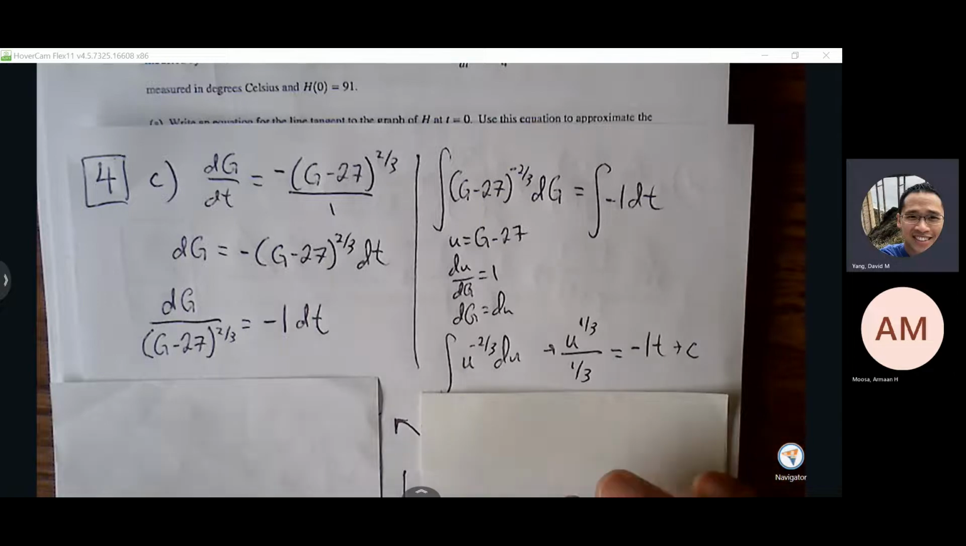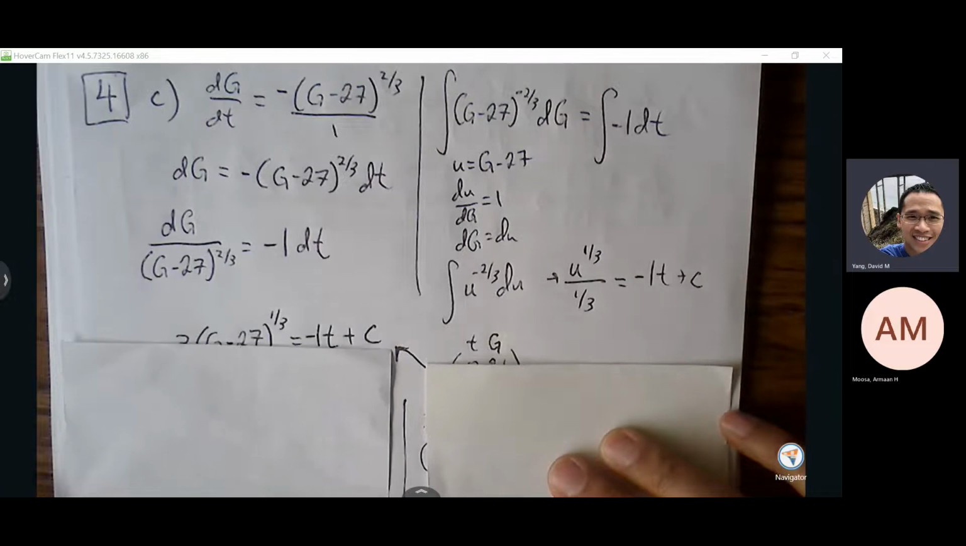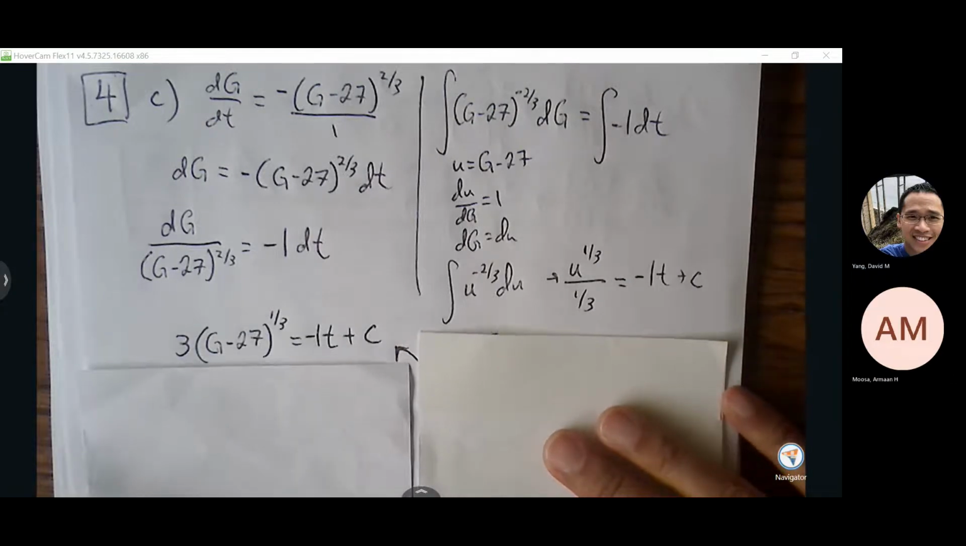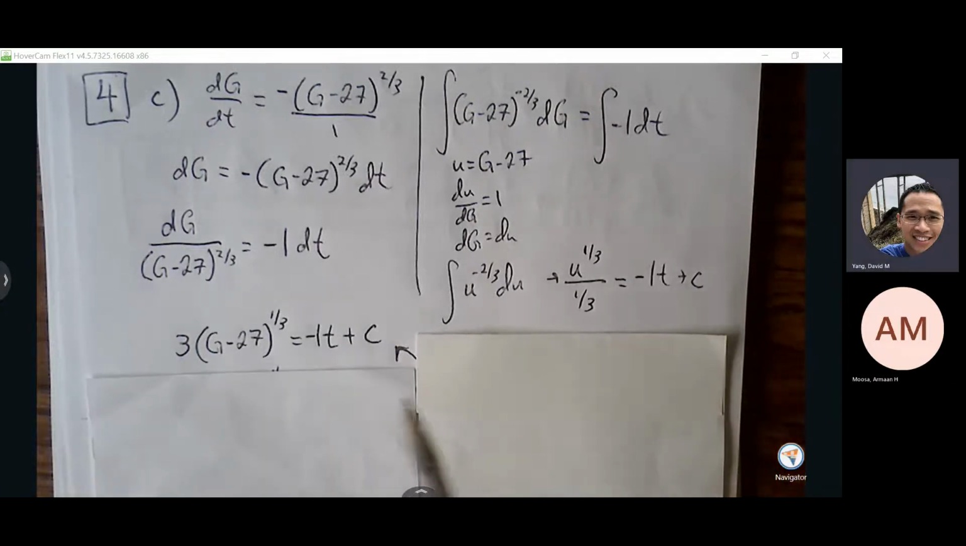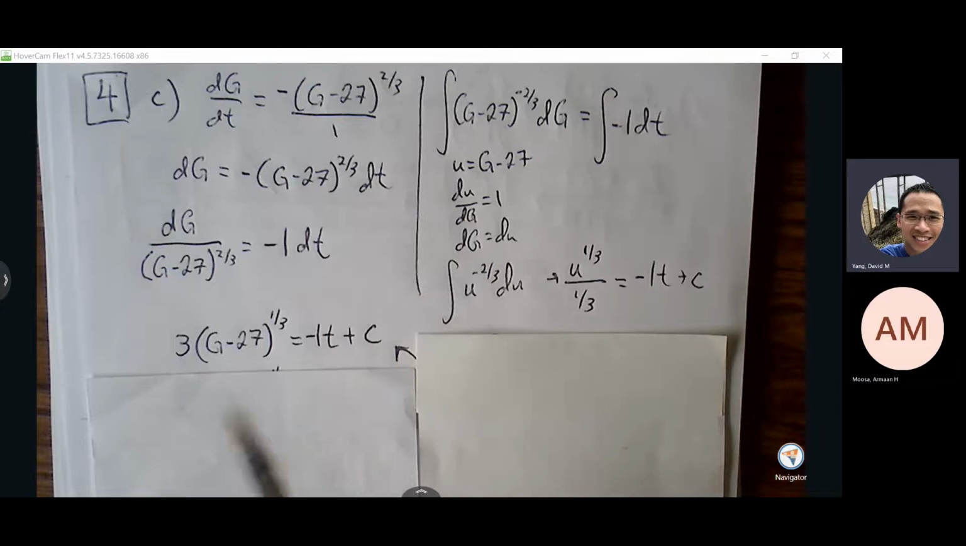Okay, flip the 3 up to the top. Bring the original variables back. So I'm left with 3u to the 1/3. Replace u with g minus 27. Equals -1t plus c. Okay, so now my calculus is done.